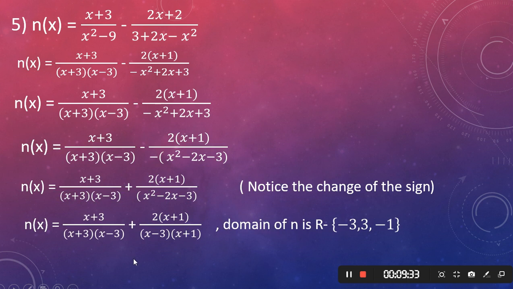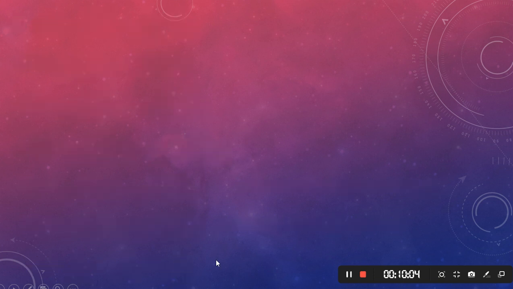The domain will be R minus negative 3 and 3 and negative 1. Cancel x plus 3 with x plus 3, equals 1 over x minus 3, plus x plus 1 with x plus 1, 2 over x minus 3. We have the same denominator, put it as it is, then add the numerators. So it will be 3 over x minus 3. So easy.